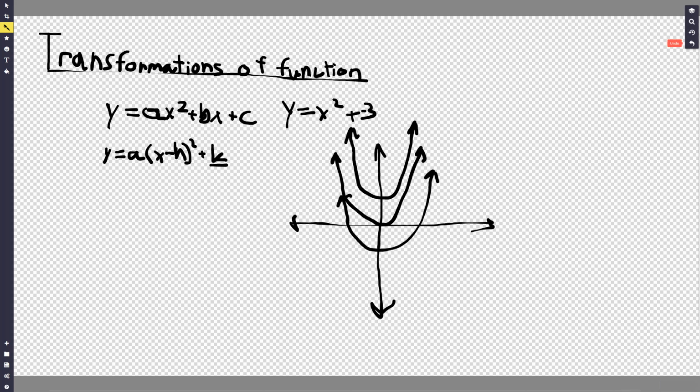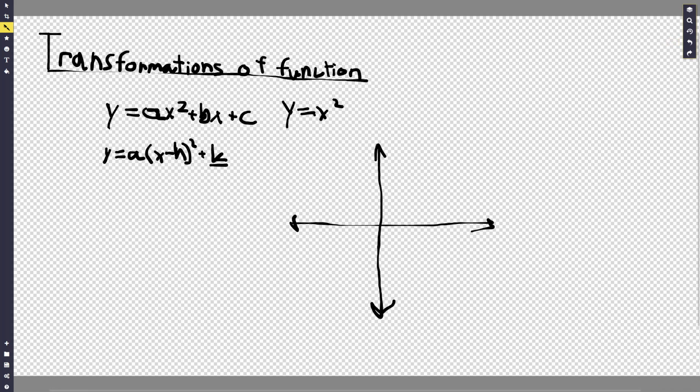And of course, if it was a negative parabola, so y is equal to the negative of x squared, it would look like this. And if you were to add 3 to it, it would look something like this. Something like that. Sorry, I'm not good at drawing graphs.